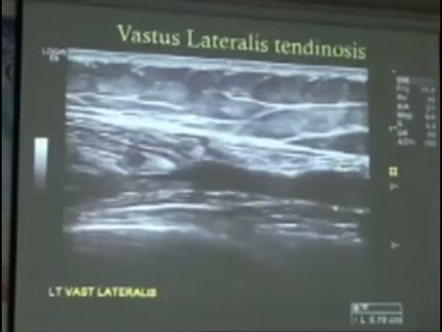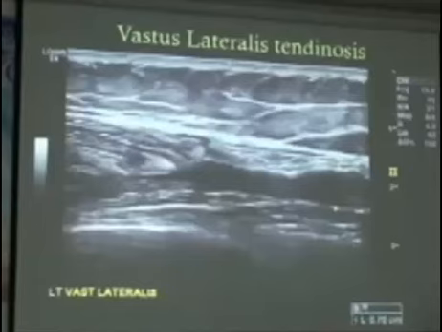So with these patients, sometimes we can do a cortisone injection just to see if we can settle down that irritation within that tendon, and then we commonly do physiotherapy or physical therapy to try and strengthen up that muscle.